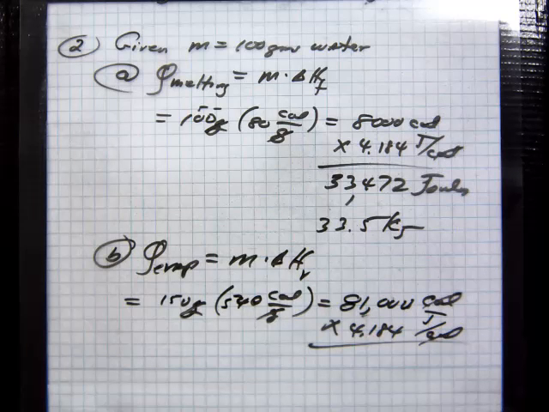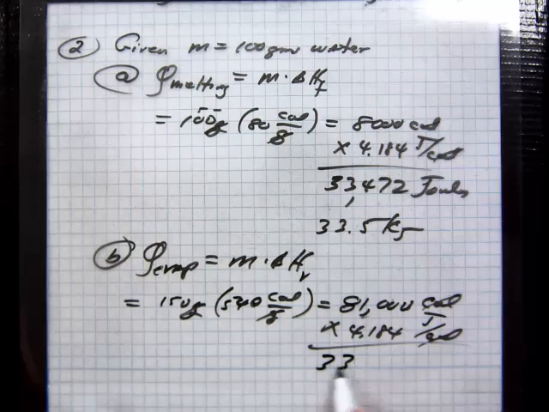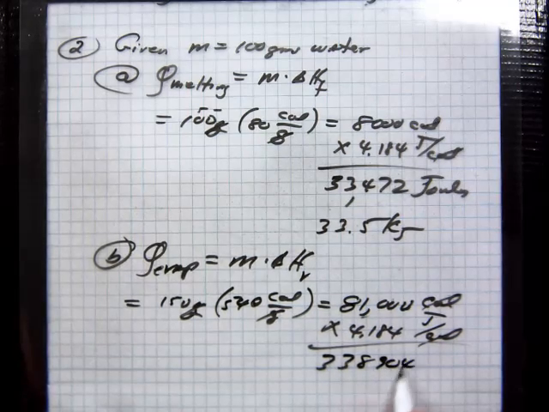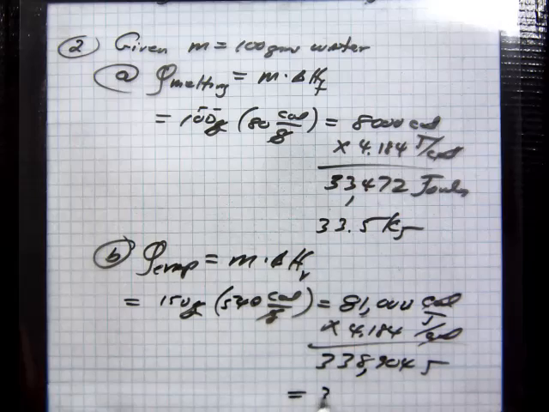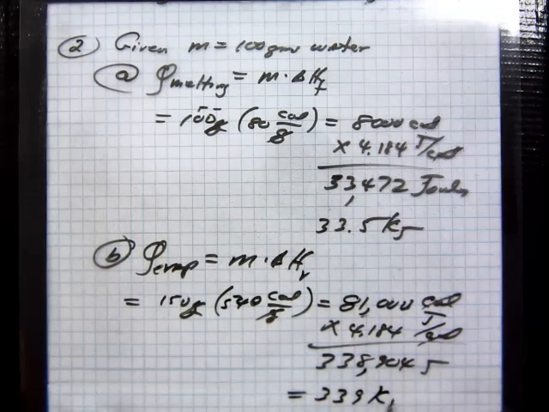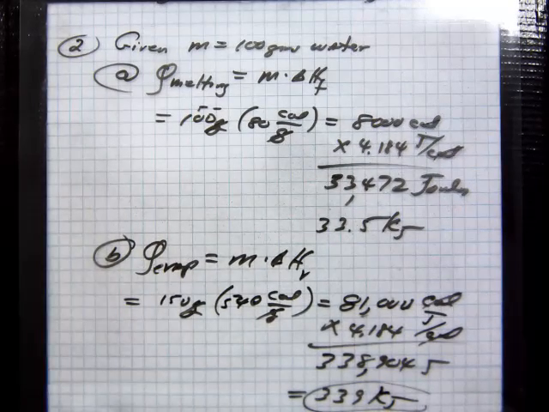4.184. So that's 338,904 joules divided by 1,000, 339 kilojoules. It's a very straightforward kind of idea. I didn't have this for here.